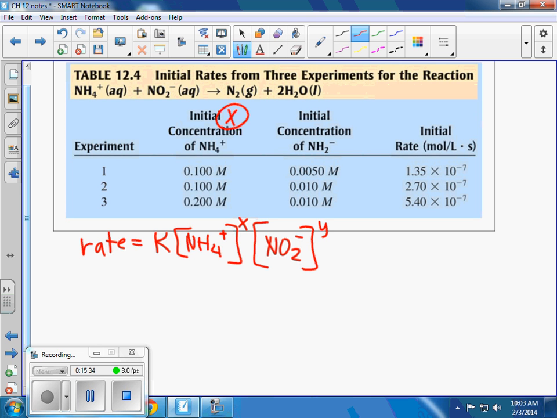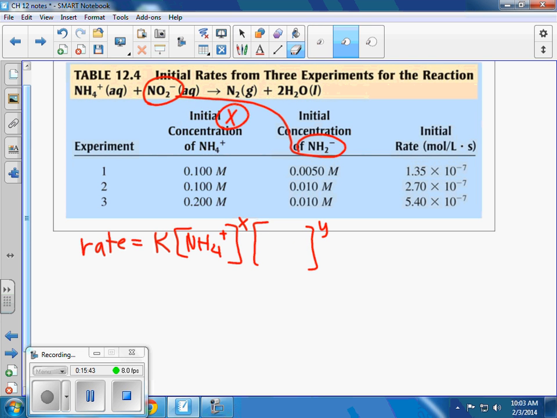Oh wait, look at that, NH2 and NO2. I was copying that up there. There's a typo there in that graph. Okay, and I'm labeling this one as Y. So we need to figure out X and Y.